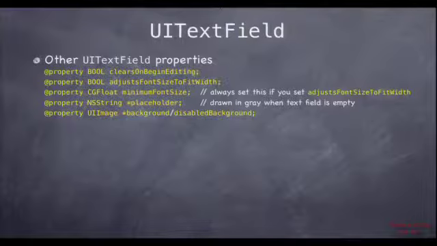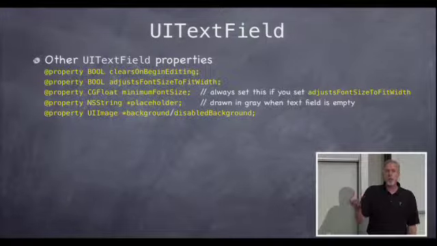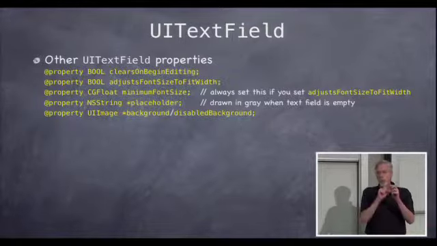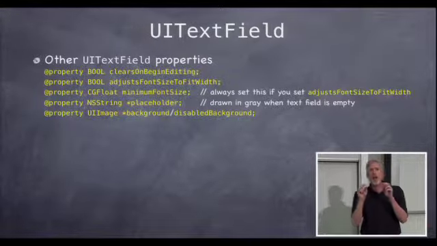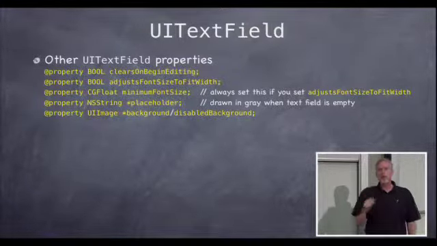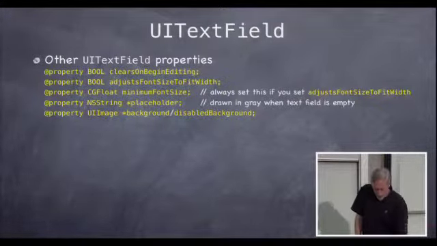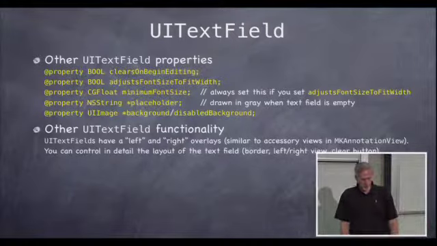Text field has a whole bunch of properties. You can go look at them. Maybe we'll get to use the one, placeholder, today, which is kind of a fun one. You basically set the placeholder and it'll put that text in the text field grayed out until someone clicks on it and starts typing. So it's kind of a little hint. It's got a bunch of other stuff. You can go look at that in the documentation.